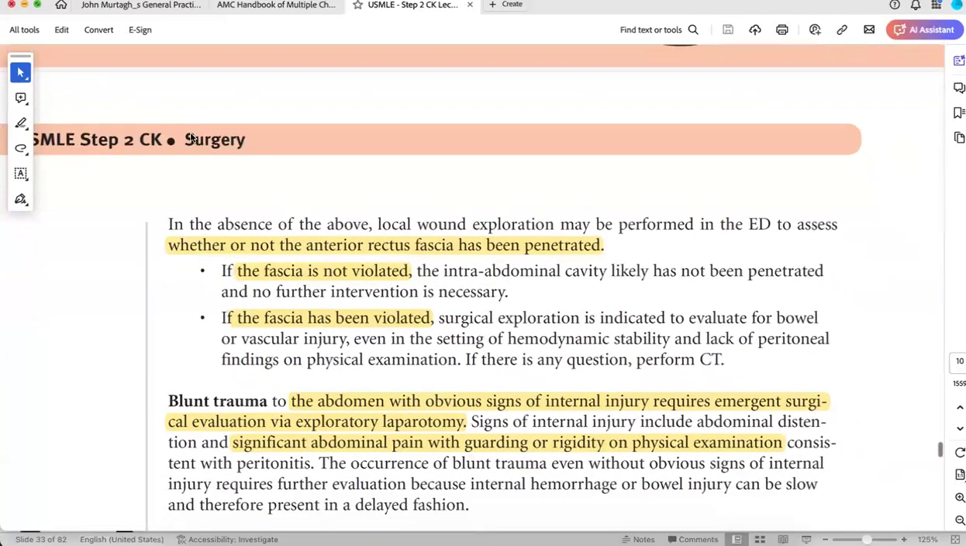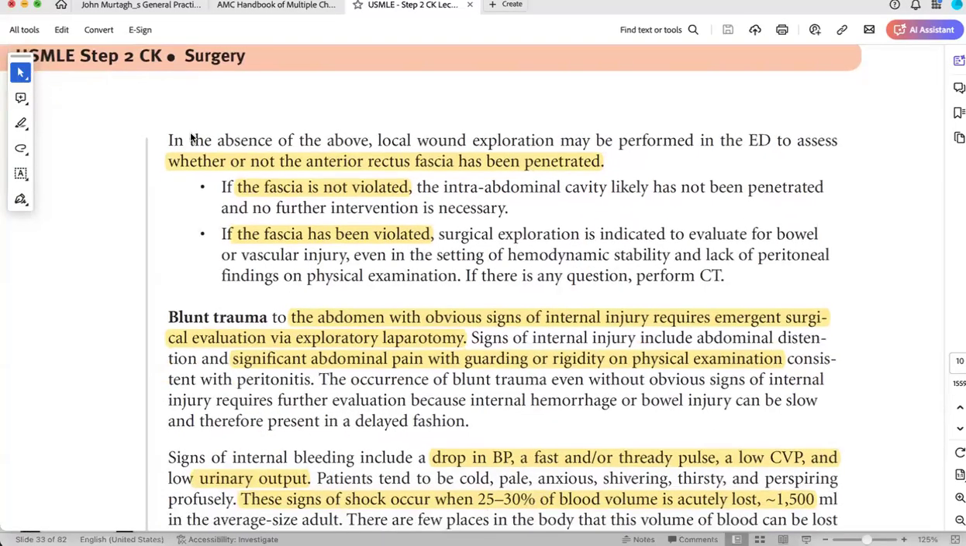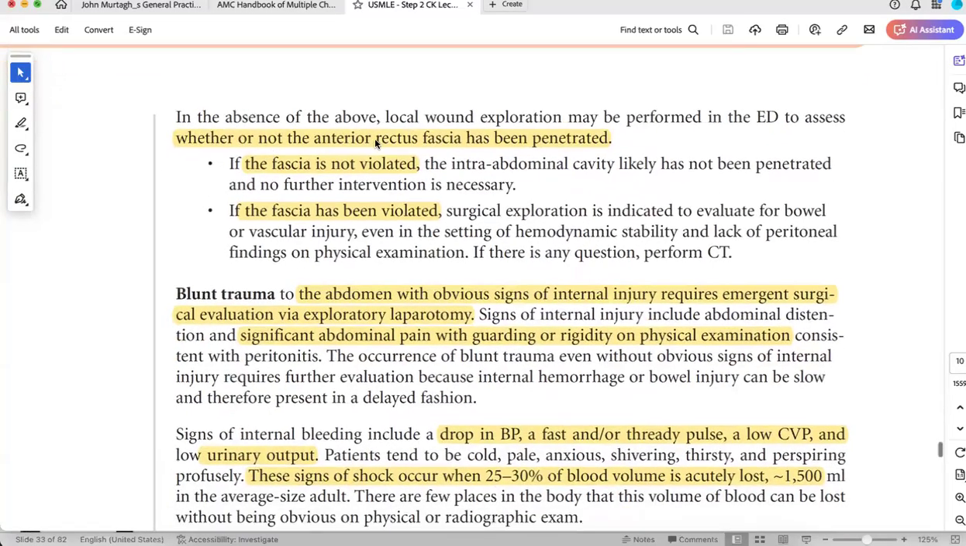In the absence of the above, that means the viscera is not coming out, the patient is vitally stable, and the patient has encountered a stab wound to the abdomen, the first thing we will look at is whether or not the anterior rectus fascia has been penetrated. If the rectus fascia is not penetrated, it is unlikely that the intra-abdominal cavity has been penetrated. In that case, nothing needs to be done. Just repair the wound. But if the fascia has been violated, there is a likely possibility that some intra-abdominal injury might have happened, and in that case you will need to go for surgical exploration.